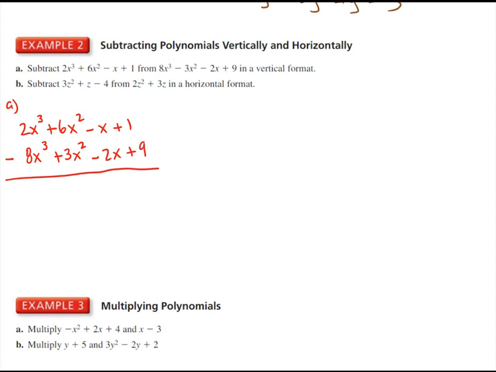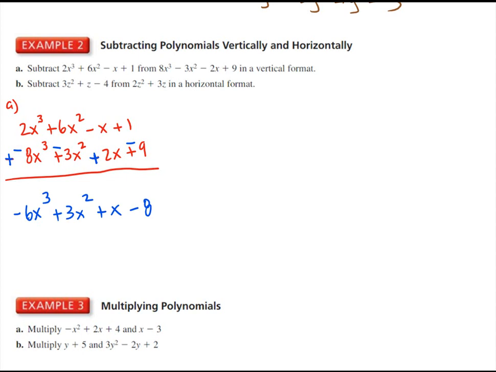Now when we're subtracting, we need to remember we need to add the opposite. So you will change this minus sign to a plus, and we have to make all the signs of the polynomial on the bottom the opposite. So this will become a negative 8x to the third, a negative 3x squared, a positive 2x, and a negative 9. And then we just add like we did in example 1. So our final answer will be negative 6x to the third plus 3x squared, and then plus x minus 8.